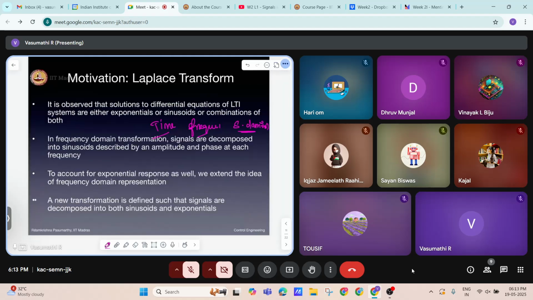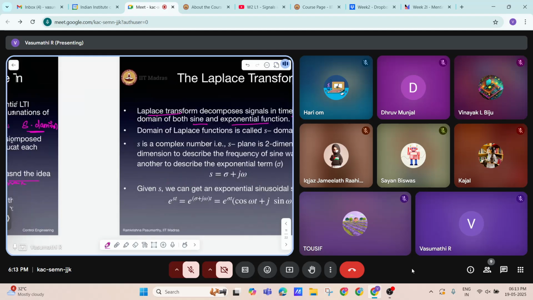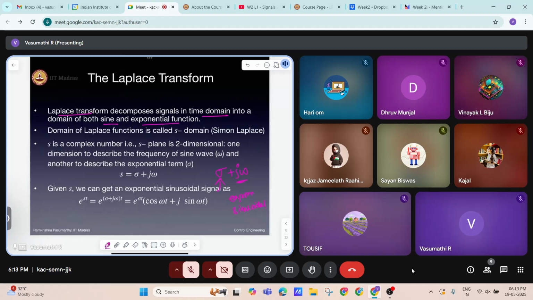Here you can see, to account for exponential responses, we extend the idea of frequency domain representation to the S domain representation. There is no such thing as one being superior to the other. These are two different tools. At some point the Laplace domain will be helpful, and at some point the Fourier frequency domain will be helpful. This S domain can also be called the Laplace domain. Don't get confused with these two.